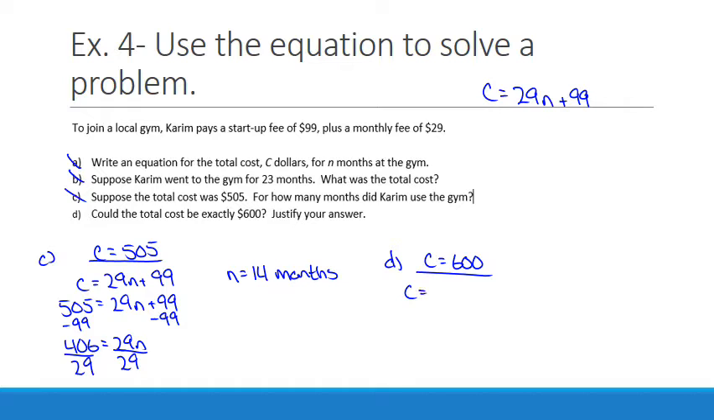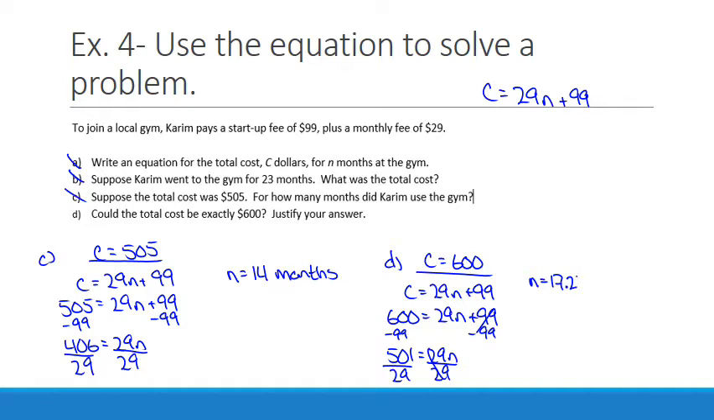Okay, so C equals 29N plus 99. This is now 600 equals 29N plus 99. Subtract 99, subtract 99. 501 equals 29N. Divide by 29. N equals 501 divided by 29. 17.23. All right, so my answer is 17.23 months.